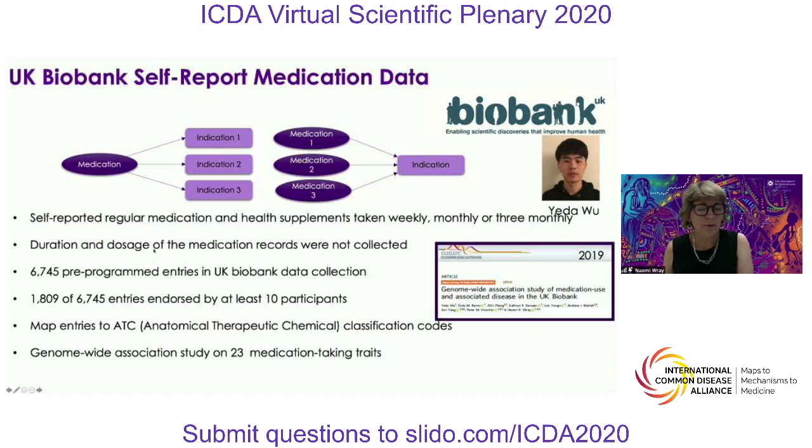So the way the UK Biobank data was collected, they had 6,745 pre-programmed medication entries, and Yada found that over 1,800 of those were endorsed by at least 10 participants. With his medical training, he then took on the incredible task of manually mapping these to the ATC drug classification codes, identifying active ingredients and doing that mapping. And through that process, he identified 23 medication taking traits.